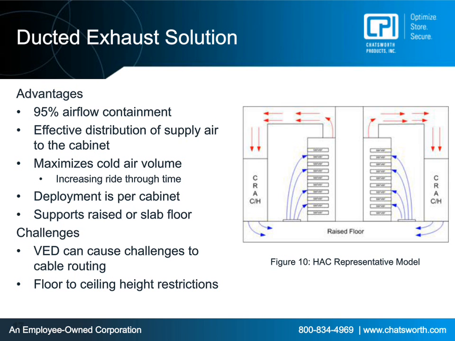Why is that? Because your cold aisles are cold, but now that hot aisle that you contained in the hot aisle containment area is now another cold aisle. You're walking down it because it's cold, because the heat is really trapped in the back of the cabinet, so you actually get some more ride-through air mass time. Also, you can deploy at cabinet level only. You don't have to do a whole row.